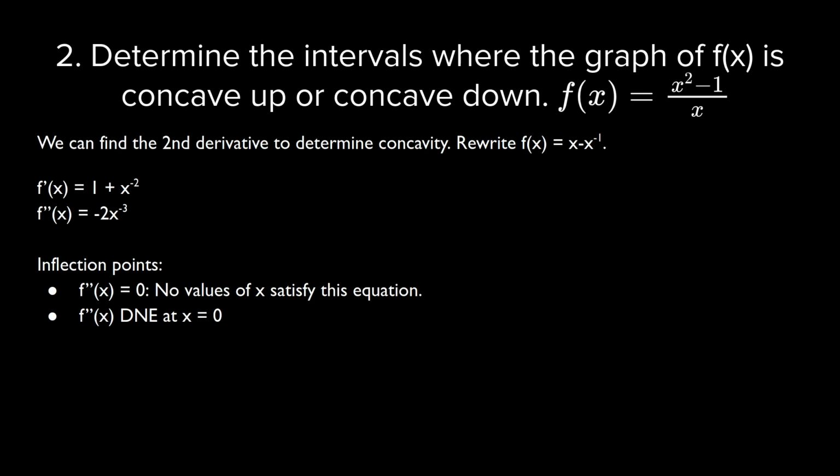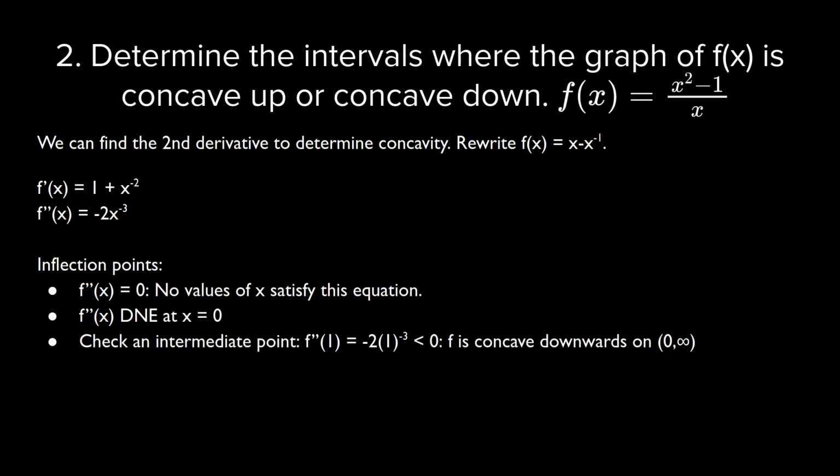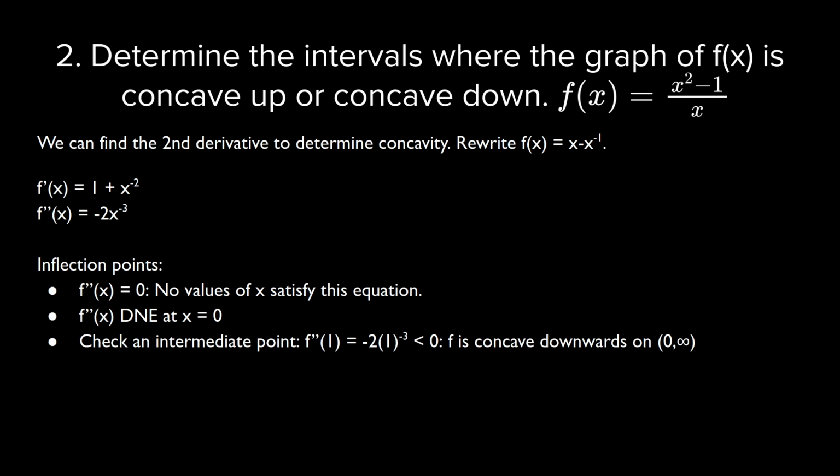So now all we have to do is test a point on either side, because there are only two intervals: negative infinity to 0, and 0 to positive infinity. So we test a point in each of these intervals and plug it into the second derivative. So first we check 1, and we plug it into the second derivative function, and it's less than 0. That means that the function will be concave downwards on the interval 0 to infinity.